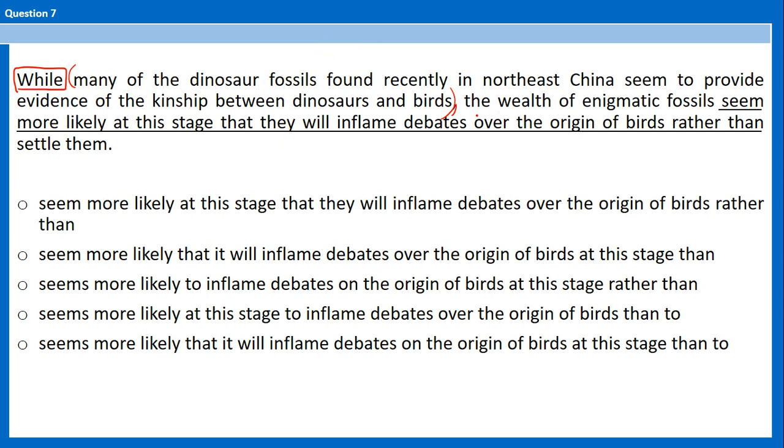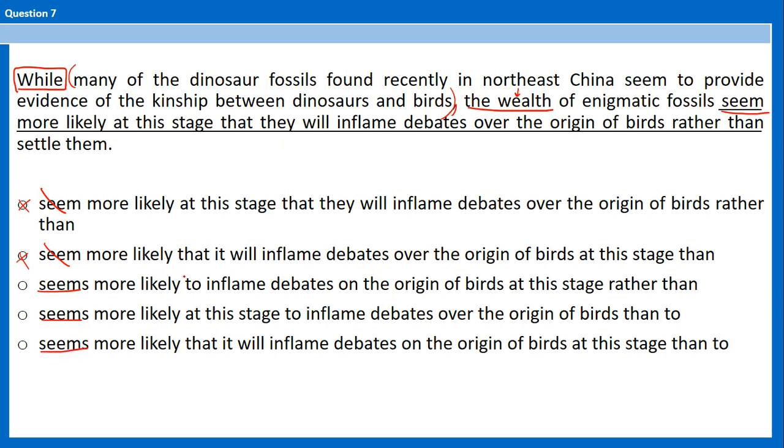So the subject is right after the comma, which is "the wealth." Okay? The wealth of enigmatic fossils seem. The wealth seem. And that's wrong because the wealth is singular and "seem" is plural. I cannot use "seem." The wealth seems. Okay, it's one of those three.